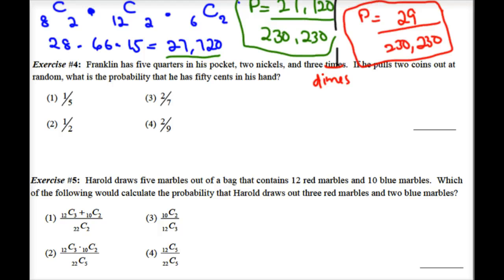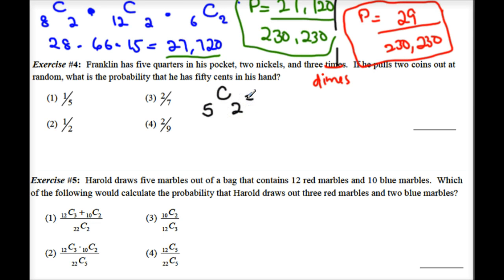So now you need to think. You have 5 quarters, 2 nickels, and 3 dimes. How is it that I can pull 2 coins out to get 50 cents? I know the only way that I can do that is by pulling out what? 2 quarters. Excellent. So I need to find the probability if I pull out 2 quarters.